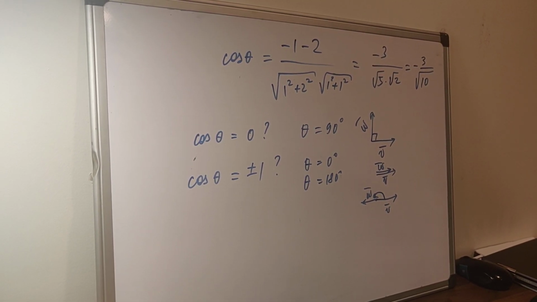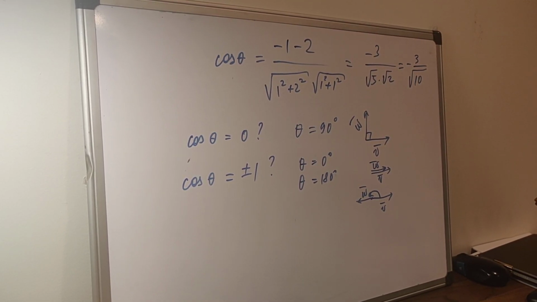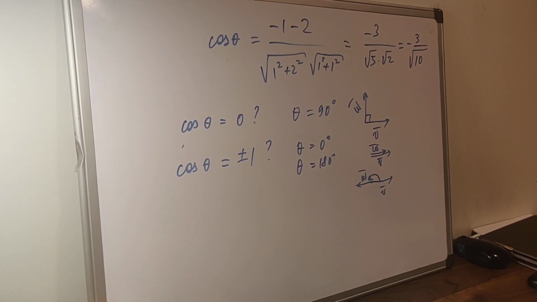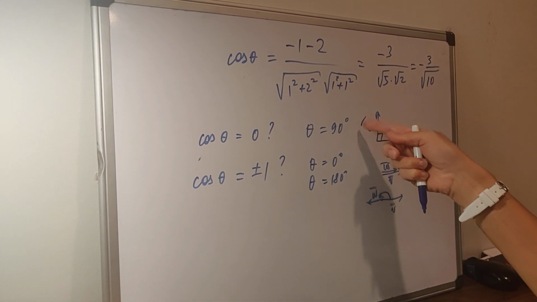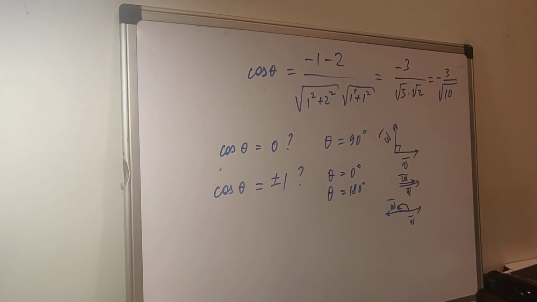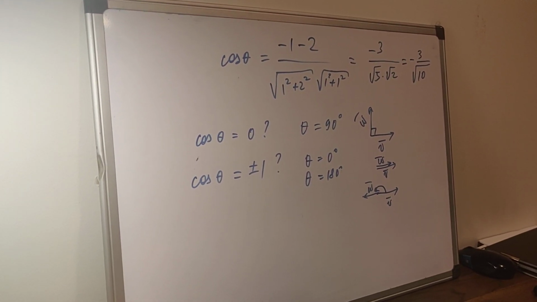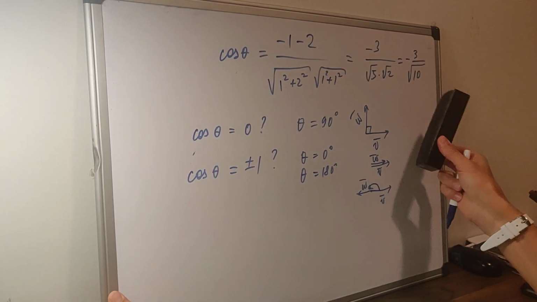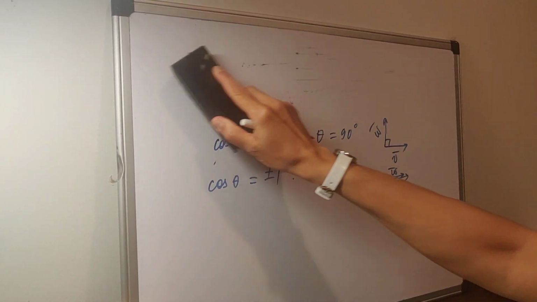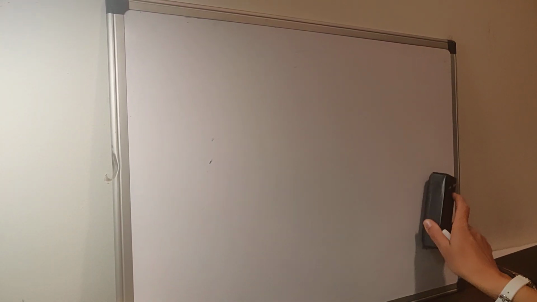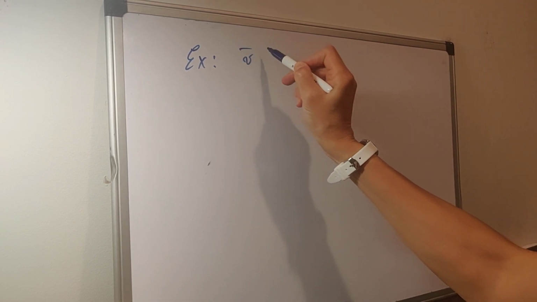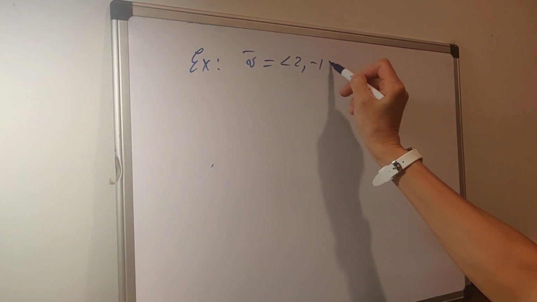Usually the problem is going to sound like this: find if the vectors are parallel, perpendicular, or neither. Neither means that they do have any other angle between, from 0 to 180. I'm going to solve an example, and then I'm going to give you a couple of problems to solve on your own, okay? So my example, vector v is going to look like 2, -1.